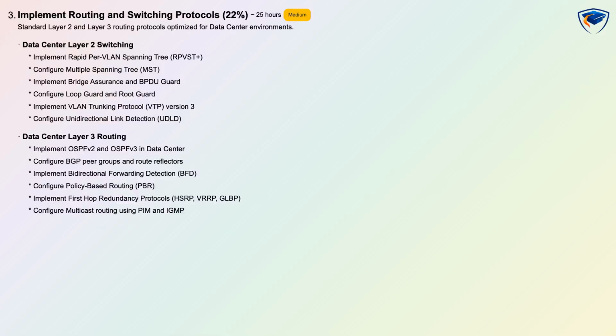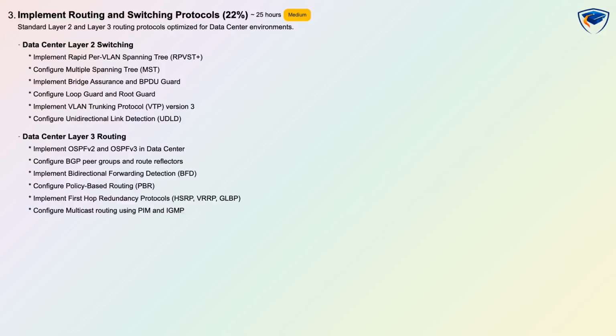Implement Routing and Switching Protocols is 22% of the exam, medium difficulty, with 25 hours of study and conceptual plus scenario-based assessment. You will strengthen standard Layer 2 switching skills for data centers by implementing Rapid Per-VLAN Spanning Tree, Multiple Spanning Tree, Bridge Assurance, BPDU Guard, Loop Guard, Root Guard, VTP version 3, and UDLD to keep the fabric stable.